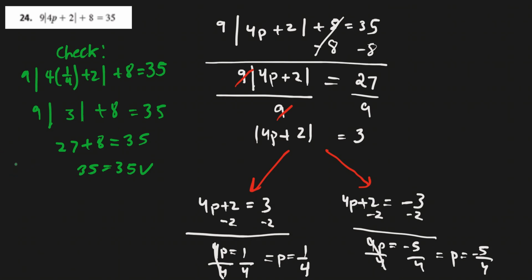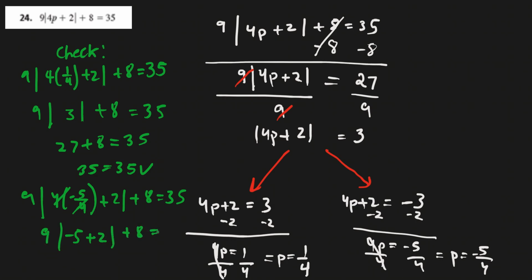All right, let's look at the other one. So 9 times the absolute value of 4 times negative 5/4 plus 2, plus 8 is equal to 35. This cancels, negative 5 plus 2 in absolute value, plus 8 is equal to 35. Negative 5 plus 2 is negative 3. Absolute value is positive 3. 3 times 9 plus 8 is 35. Is that true? 27 plus 8 is, of course, 35. So 35 equals 35. This one used the absolute value sign. The other one didn't because it was already positive.